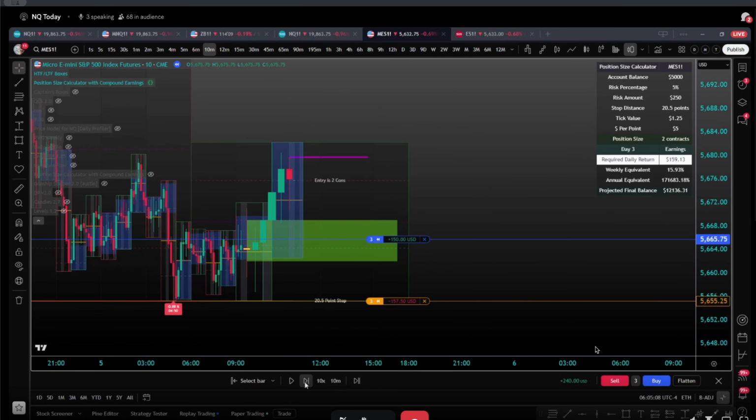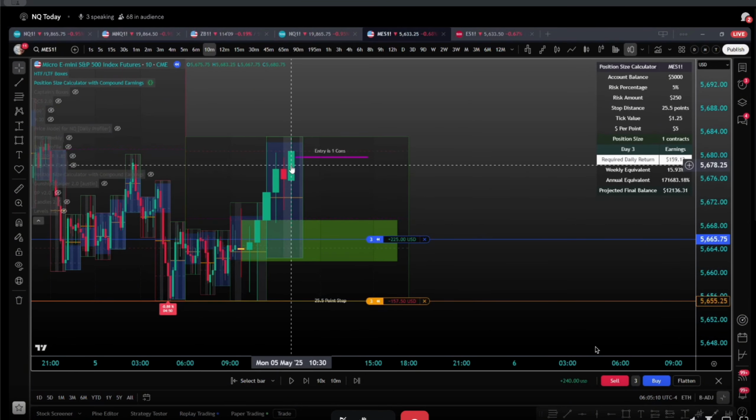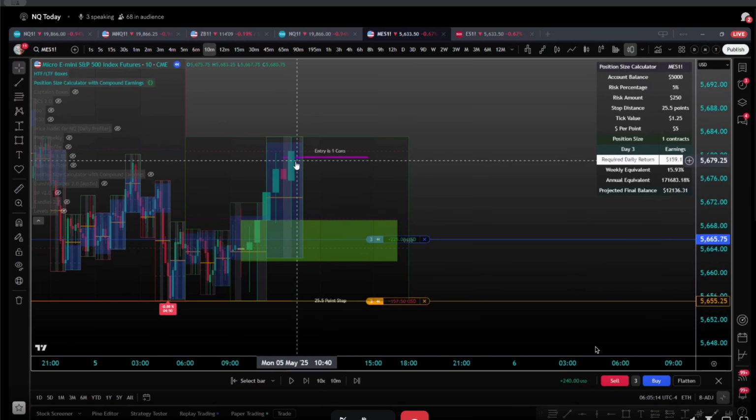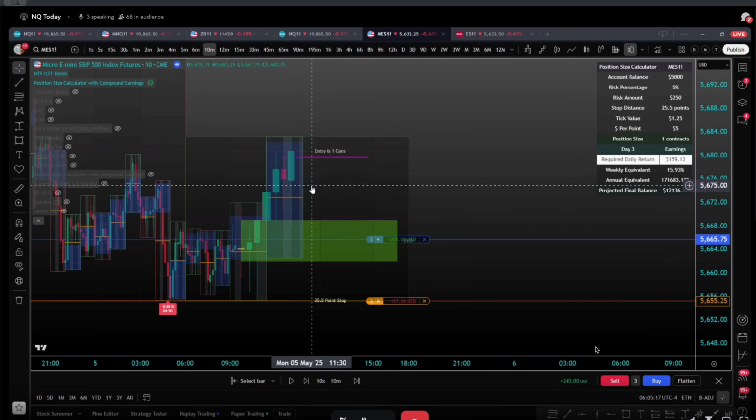Why do we do this part? Now we can enter because we closed above this high, right? So now we can try to position ourselves back into position right around here.